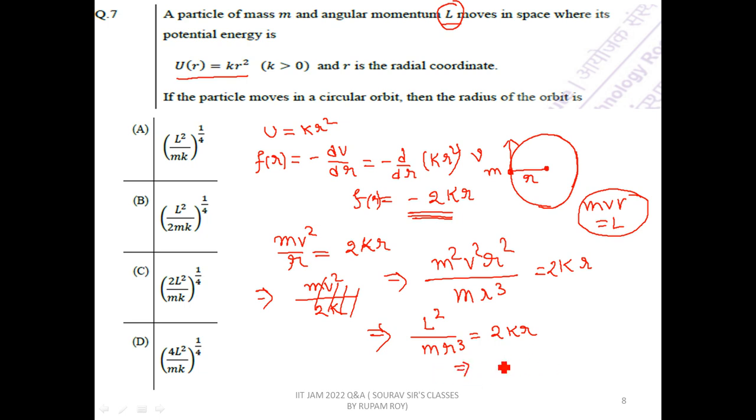That is L square by 2 m k equal to r to the power 4. So r will be equal to (L square by 2 m k) to the power 1 by 4. So from the options, the one matching with this, that is (L square by 2 m k) to the power 1 by 4, is option B. So option B is correct.